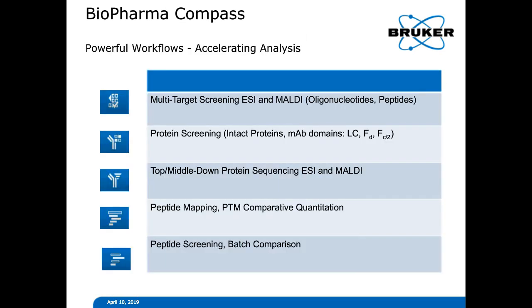BioPharma Compass comprises several workflows tailored to analyze the specific compounds of interest. The multi-target screening workflow supports the analysis of both electrospray and MALDI data acquired for oligonucleotide and peptide analysis. Other workflows include the protein screening for intact protein or subunit analysis, the top-down or middle-down sequencing for ESI and MALDI, and the peptide mapping to analyze digested proteins at a peptide level for PTM analysis.